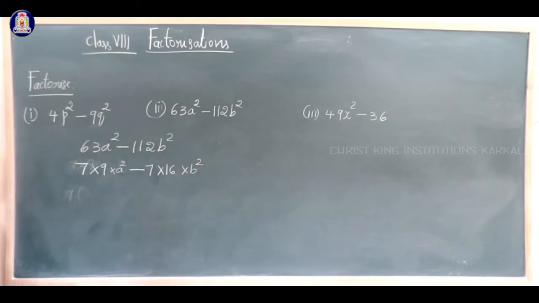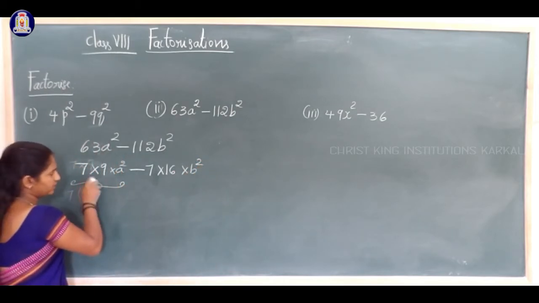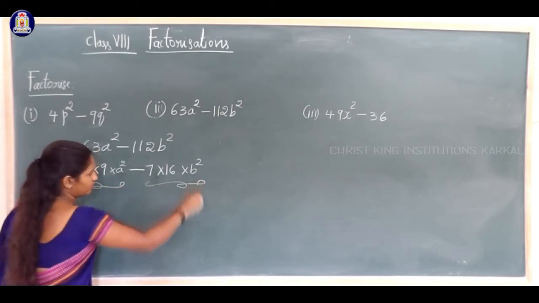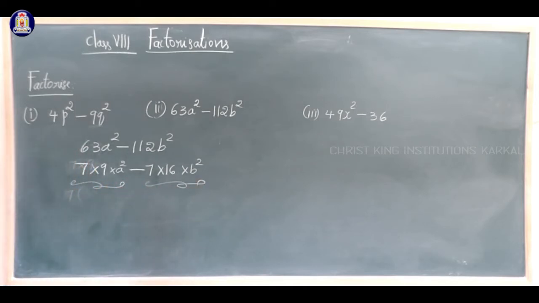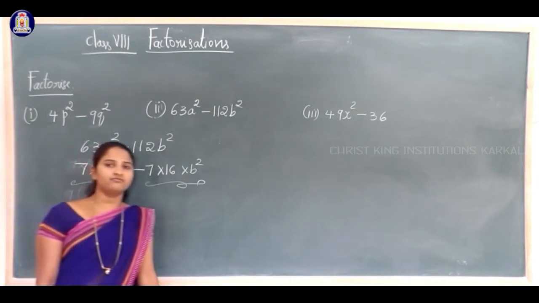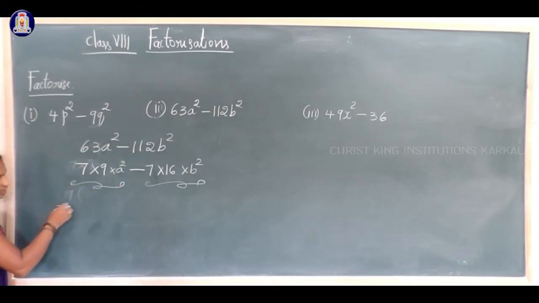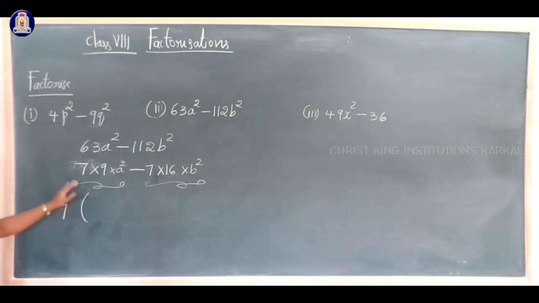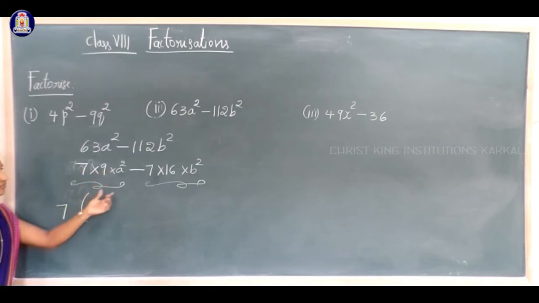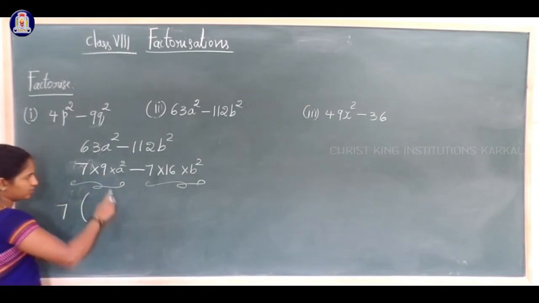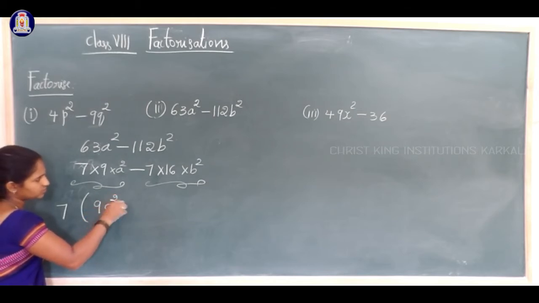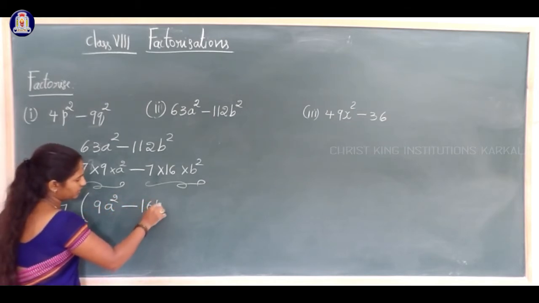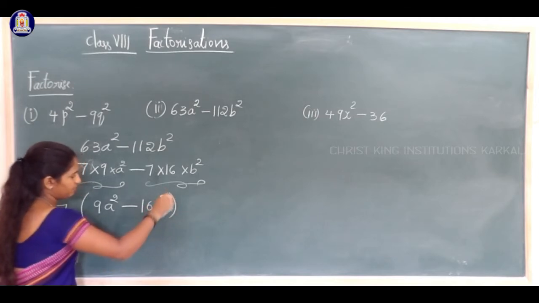So now if you see this, 9 into 7 into 9 into a square and another one 7 into 16 into b square. Which is the common, which is the same factor in this? The same factor is 7. So 7 is common in these two. Is there any other common factor? No, only one, that is 7. So if you take 7 outside, the remaining factors you must write inside the bracket. So remaining factors are 9a square minus 16b square.